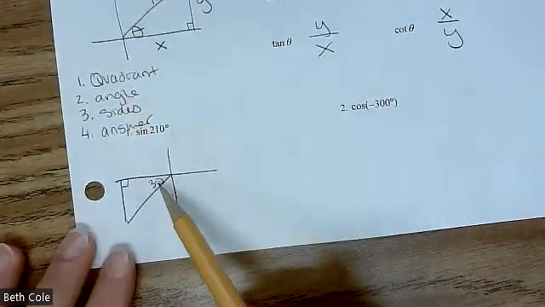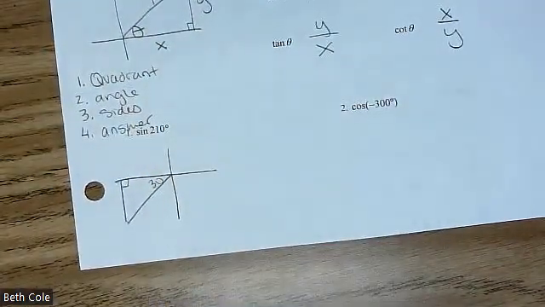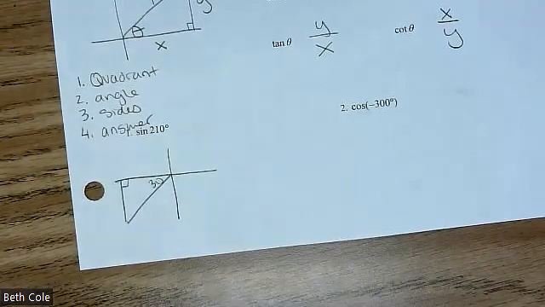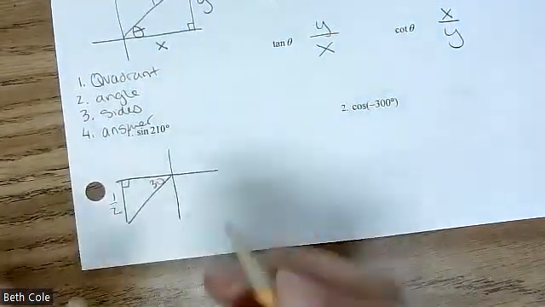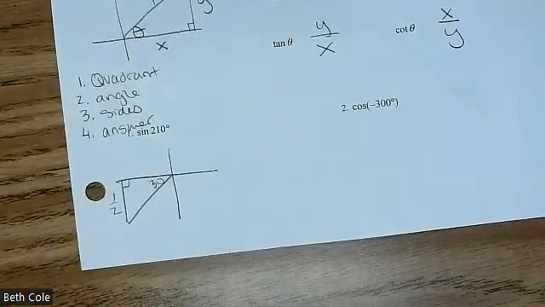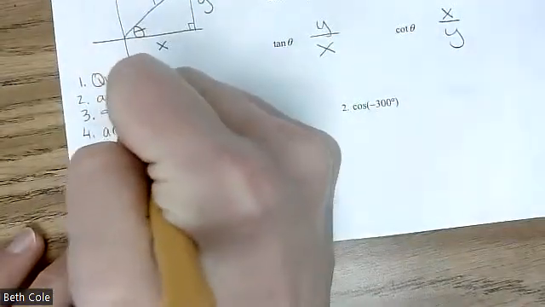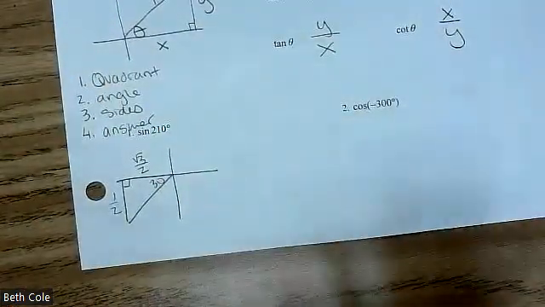Now the sides. What goes across from 30? Across from 30 is a half. The side across from 30 is a half. That means that the other side is square root of 3 over 2.